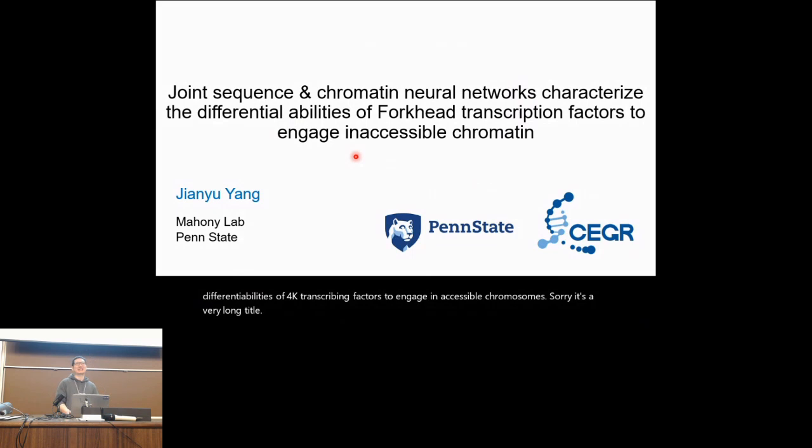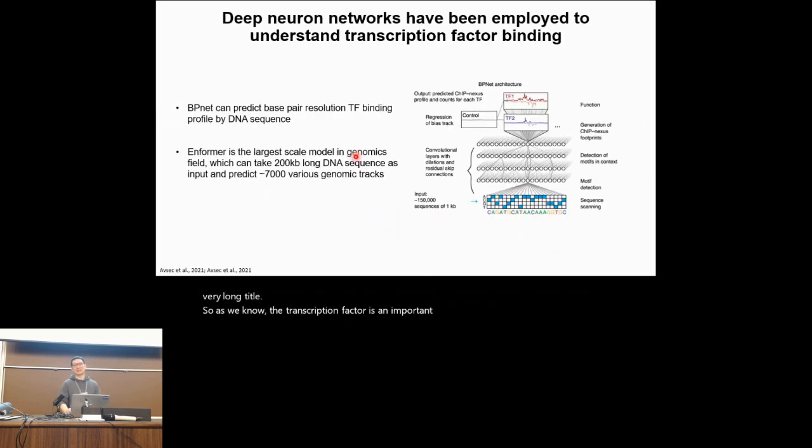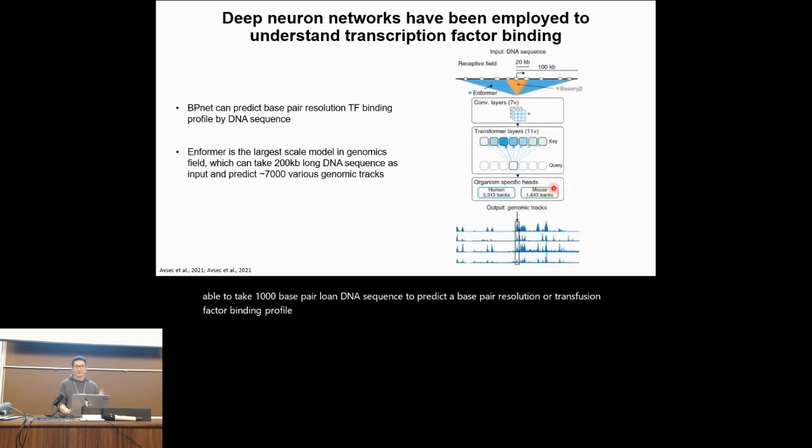As we know, the transcription factor is an important player in gene regulation. In recent years, there has been widespread application of deep neural networks to understand the transcription factor binding code, and there are many successful examples, including the previous talk. For example, BPNet is a neural network that is able to take a 1,000 base pair long DNA sequence to predict a base pair resolution transcription factor binding profile. And so far, the largest model is very powerful, called Enformer. It can take a 200 kilobase long DNA sequence to predict over 7,000 genomic tracks. This is a very impressive work.